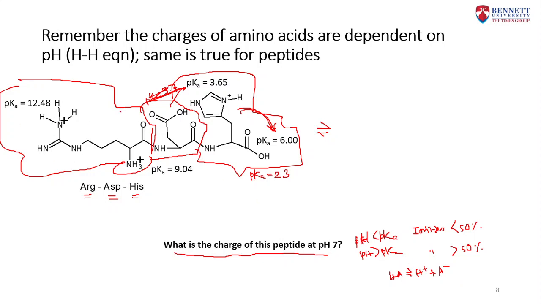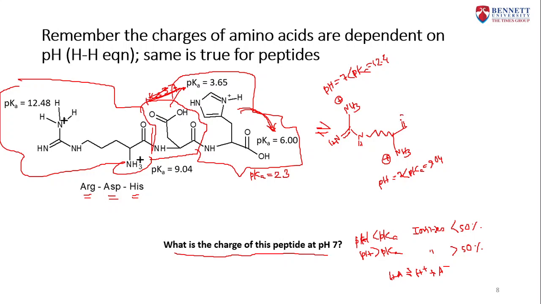At pH 7, for this one, the pH is still less than the pK. So this will retain its protons. This will stay NH3 plus, because pH 7 is less than its pK of 12.4. And you have the NH3 plus, which is right here. For this one also, pH 7 is less than its pK, which is 9.04.